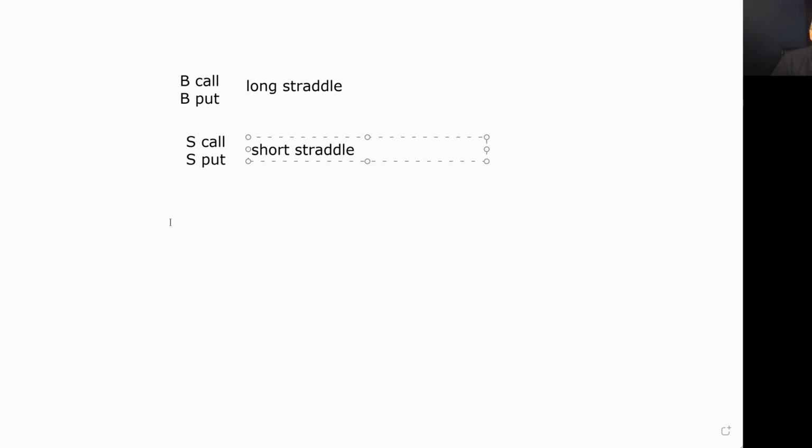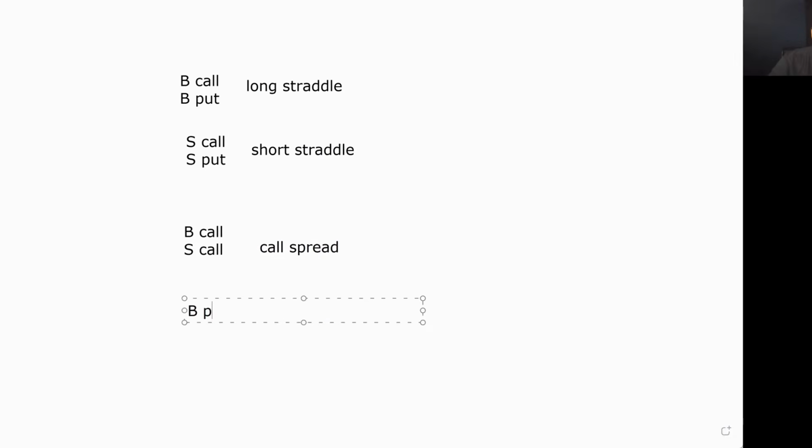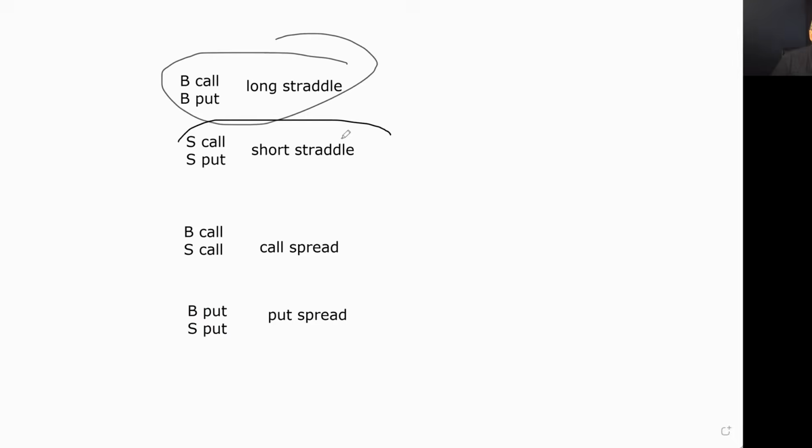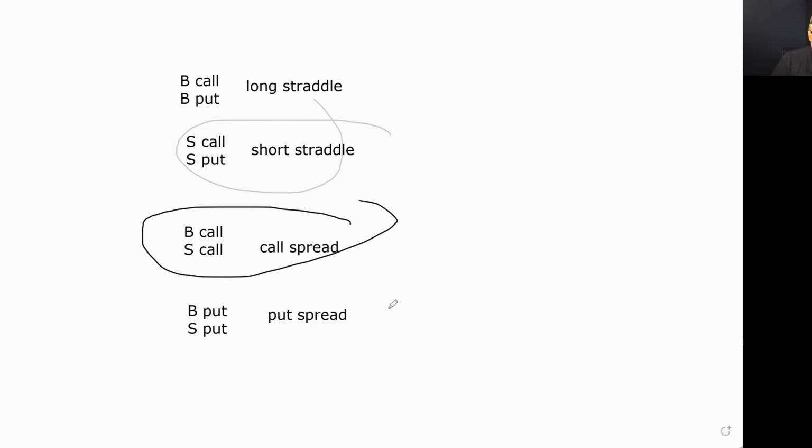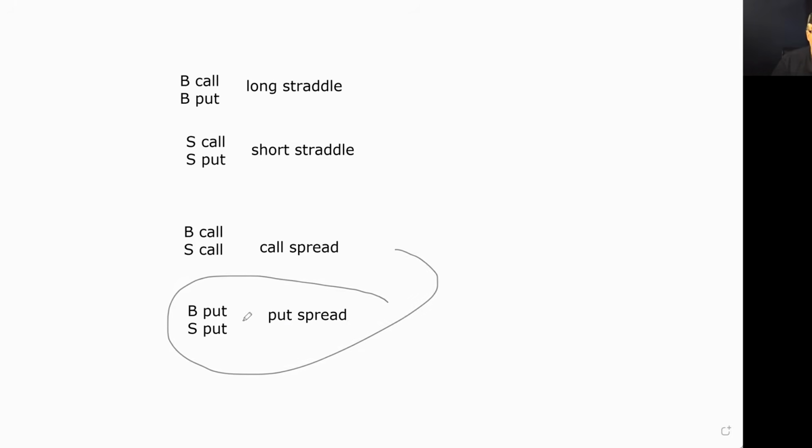I want neutrality. Now, buy a call, sell a call. That's a call spread, hence there are 2 calls in it. Call spread. They can be debit, they can be bullish, they can be bearish. Okay. Buy put, sell put. It's a put spread. So volatility, stability. It could be bullish or bearish.